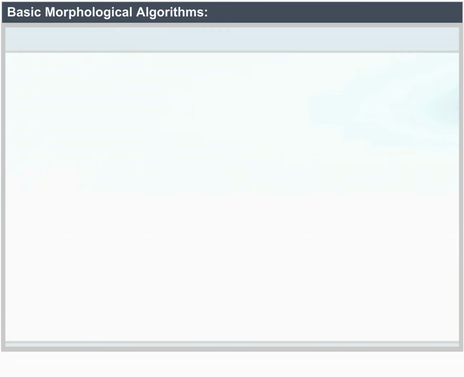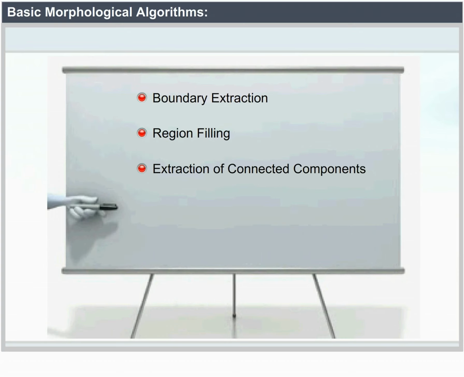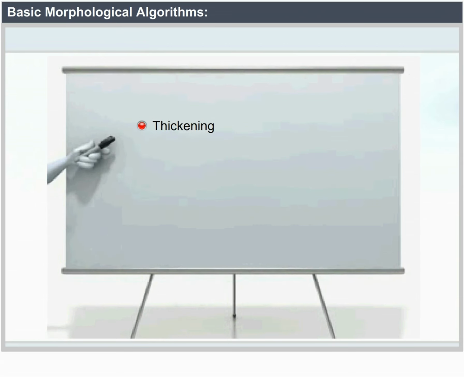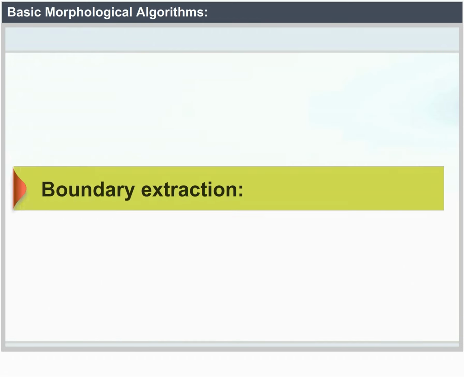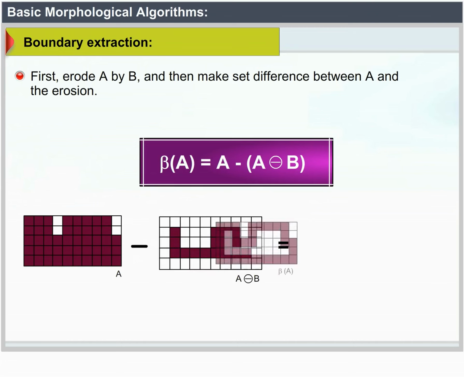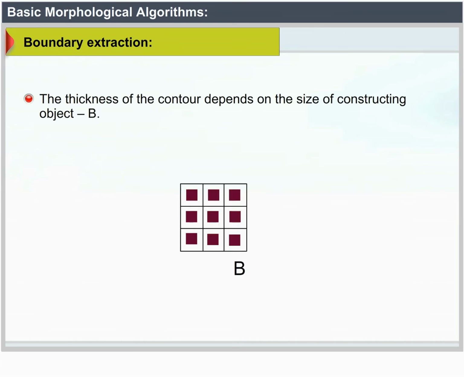Basic morphological algorithms: boundary extraction, region filling, extraction of connected components, convex hull, thinning, thickening, skeletons. Boundary extraction: first erode A by B, then take the set difference between A and the erosion. The thickness of the contour depends on the size of the structuring object B.